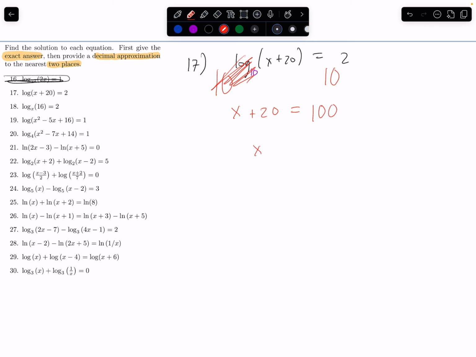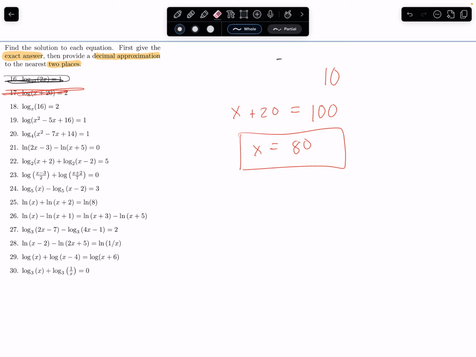So now I subtract 20 from both sides. I got x equal to 80. Double check now. Does that make sense? If x is 80, this is going to be log of 100. That's okay. And the log base didn't change. So x equal 80 makes sense. That is your answer. That's 17 done.